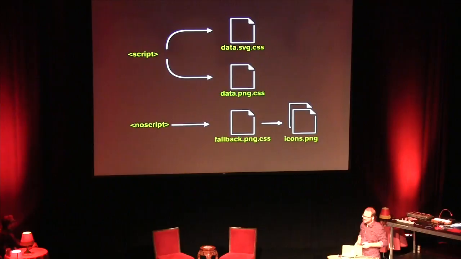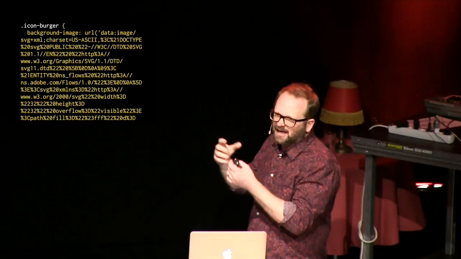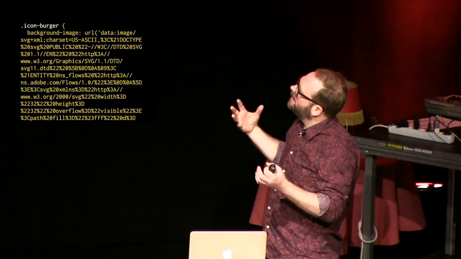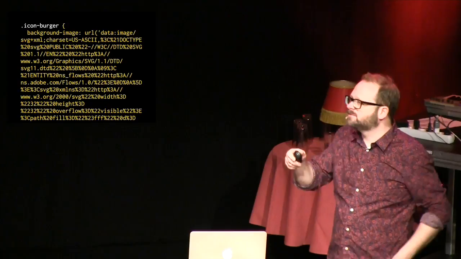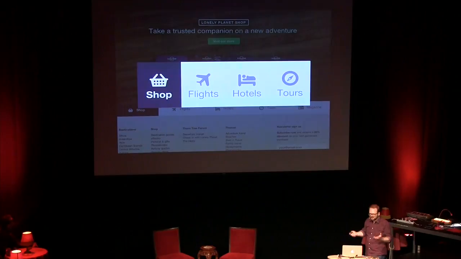And if you've never seen a data URL before, it looks like this. It does add a bit of weight. It's quite a large way of doing it, but it means that all these icons can be in one single file. So it's essentially like a sprite, but without having to work out the background positions. And that's what this Lonely Planet site uses. That's their technique.